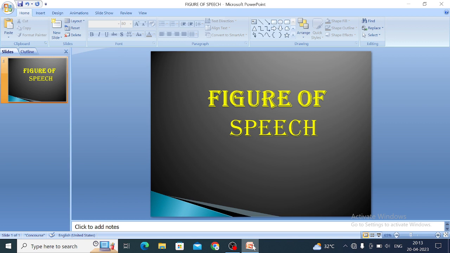Next figure of speech is juxtaposition. Here, two contradictory qualities are placed together in one sentence, or two contradictory images are side by side. This is juxtaposition. In the poem Paradise Lost, frequently good and bad qualities are used. The goodness of God and the badness of Satan are placed together in Paradise Lost. So two opposite images are joined here. Another example is, it was the best of times, it was the worst of times. This is also an example of juxtaposition.